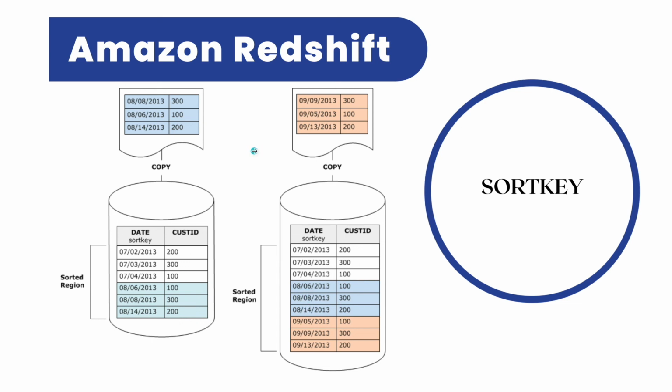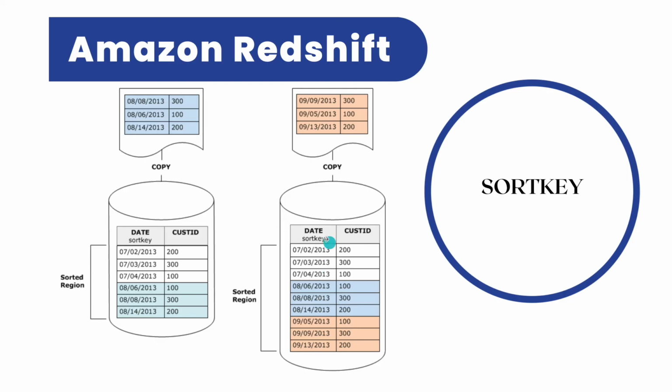There are two types of sort keys available in Amazon Redshift. One is compound sort keys, which is the default. In this, the sorted order of rows is determined in the same order as it is defined in the table definition. Unlike a distribution key, where you can have just one column as a dist key, in sort keys you can have multiple columns listed as part of a sort key. First column gets the highest priority, then second, and so on.